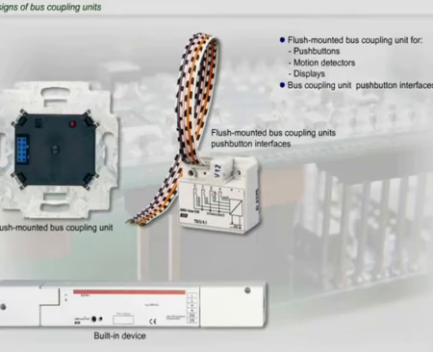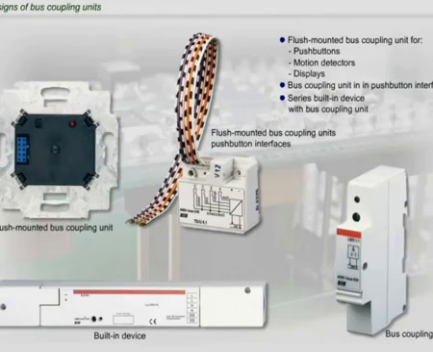Built-in devices can be installed in suspended ceilings or parapet channels. They are also equipped with a bus coupling unit. The function of each built-in series unit is based on a bus coupling unit. Here, for example, you can see a logic device.